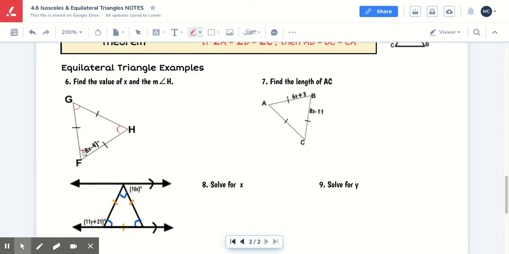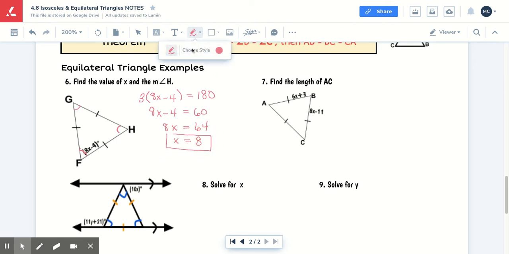If I wanted to find x, which is part of this angle over here, then I could say, since all 3 angles are congruent, 3 times that angle measure would have to equal 180, since the sum of the angles of a triangle is 180. Now from there, I would want to use the division property of equality to remove that 3. So 180 divided by 3 is 60. And then I could solve from there. So from here, I think I'll just go ahead and add 4 and then divide by 8. So I got x is 8. That was one of the answers we were looking for.